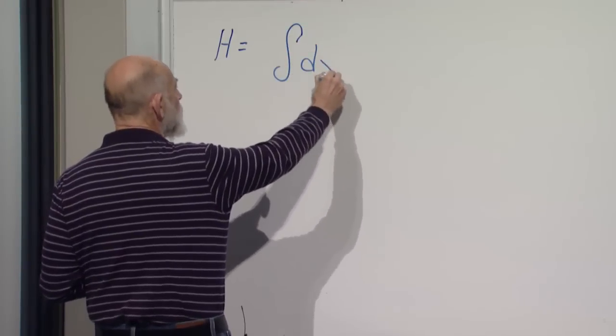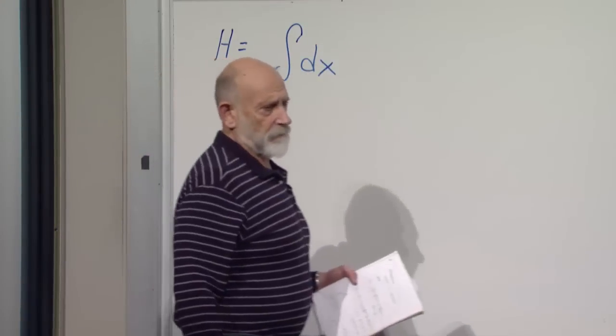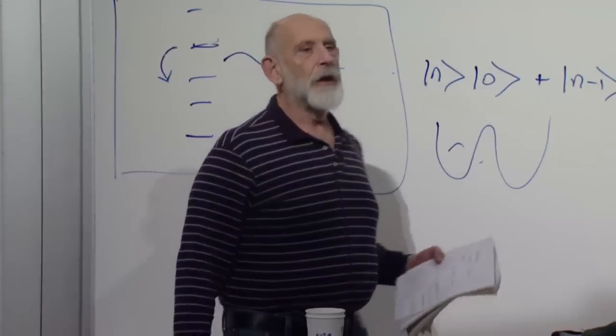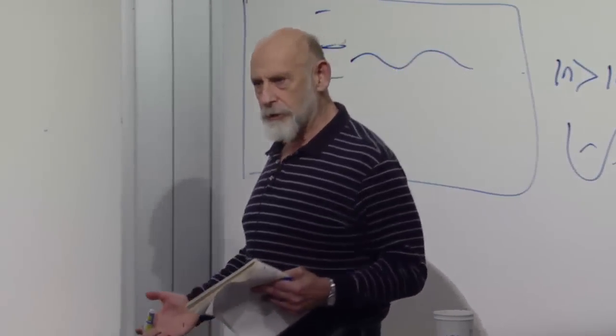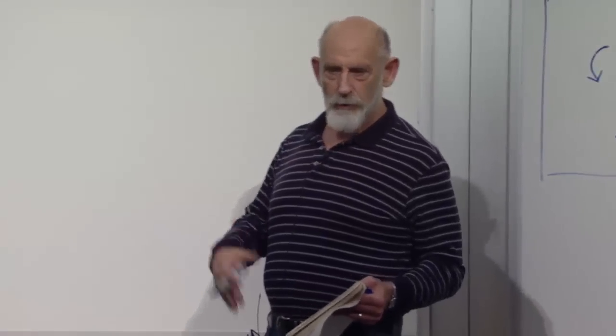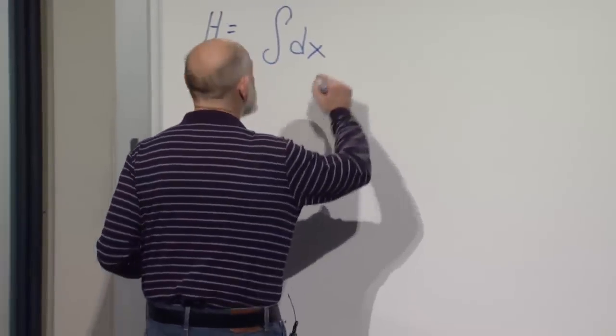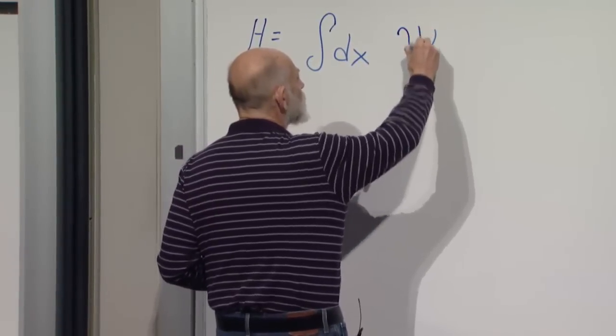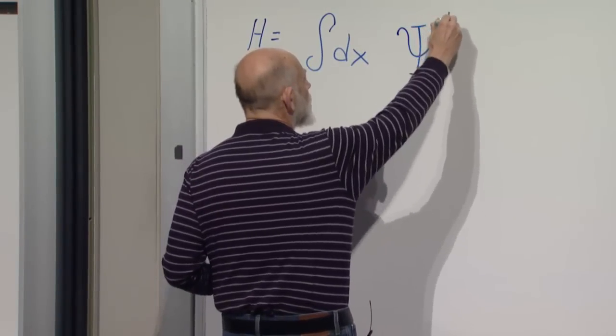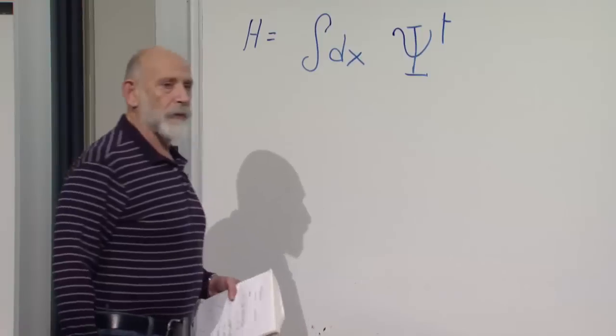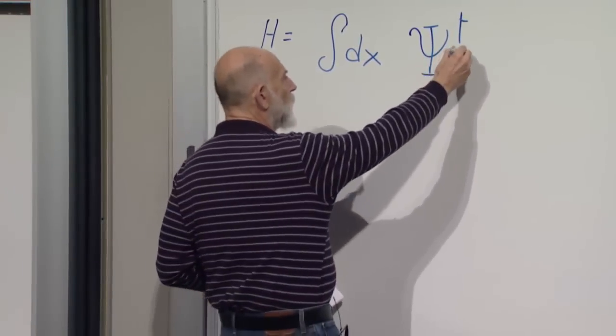Integral over position. Now, when I write dx, you don't need to imagine that it's one-dimensional. You can imagine that it's multi-dimensional, and x stands for a collection of coordinates, x, y, and z, but I'll write it as if it were one-dimensional. And then there's the quantum field psi dagger. That's the creation operator. It creates a particle at position x.